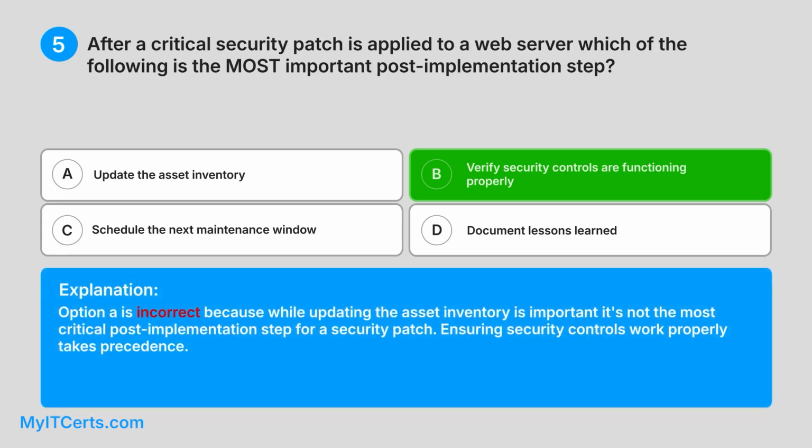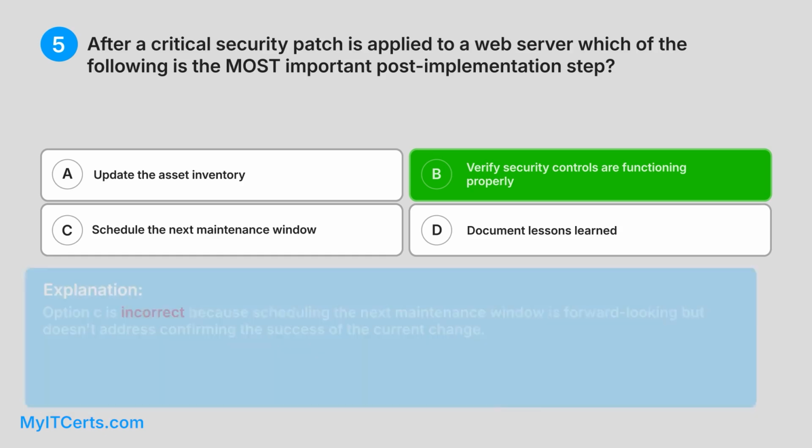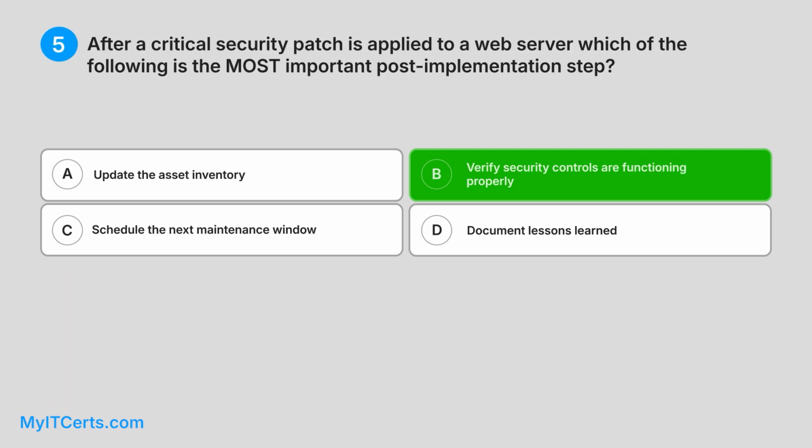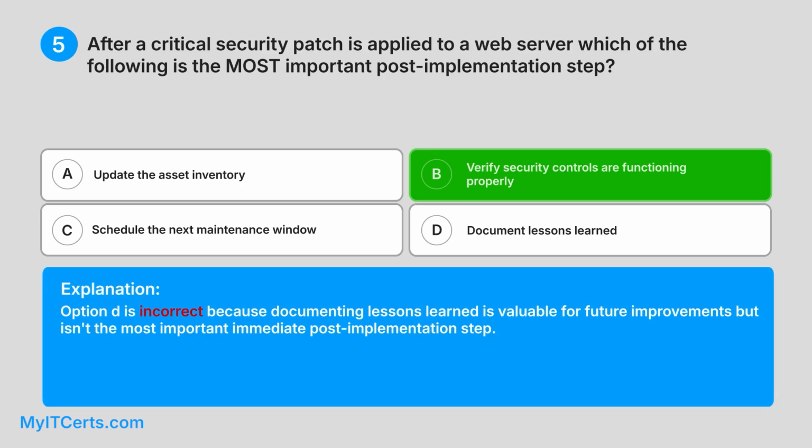Option A is incorrect because while updating the asset inventory is important, it's not the most critical post-implementation step for a security patch. Ensuring security controls work properly takes precedence. Option C is incorrect because scheduling the next maintenance window is forward-looking, but doesn't address confirming the success of the current change. Option D is incorrect because documenting lessons learned is valuable for future improvements, but isn't the most important immediate post-implementation step.